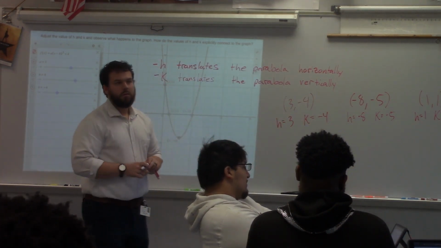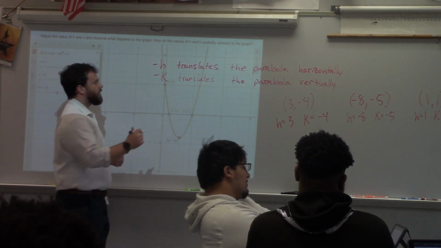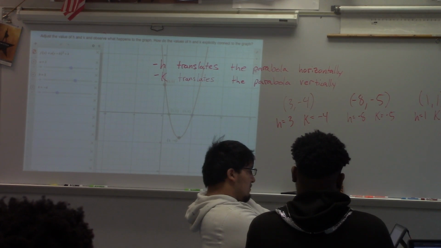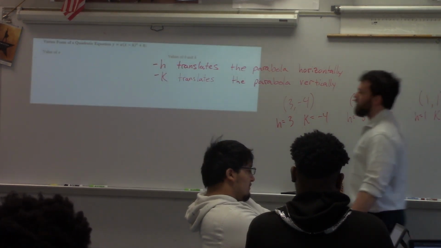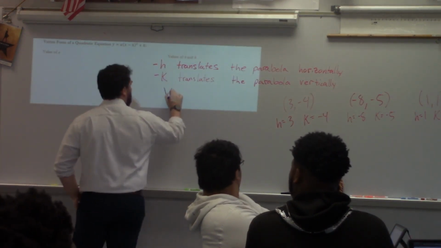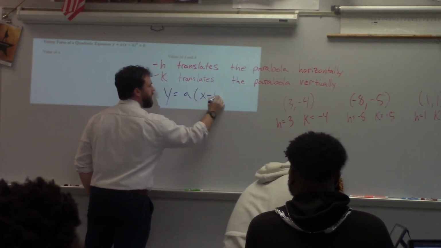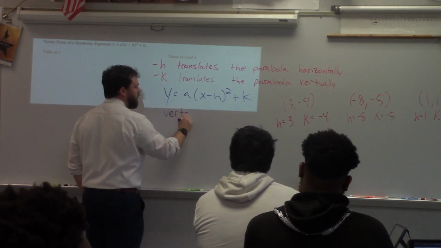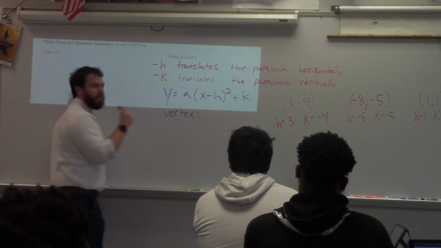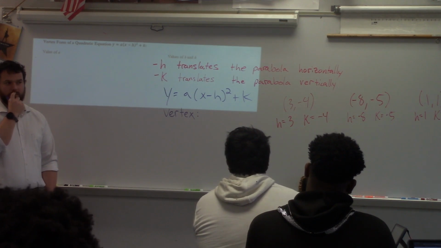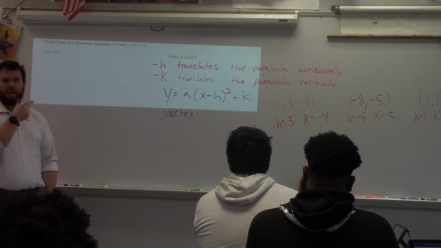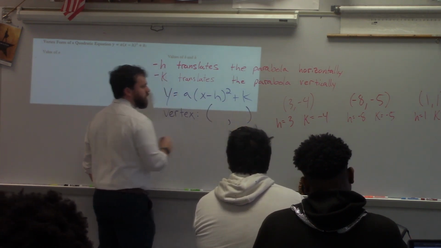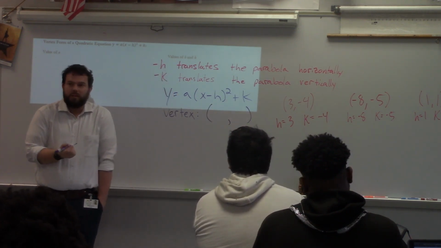So, let me ask you this, and this is the point. We're going to come back and check this out in a second. If I am looking at y equals a times x minus h squared plus k, how would I write my vertex out of that information? Substitute. But what's the vertex going to be?